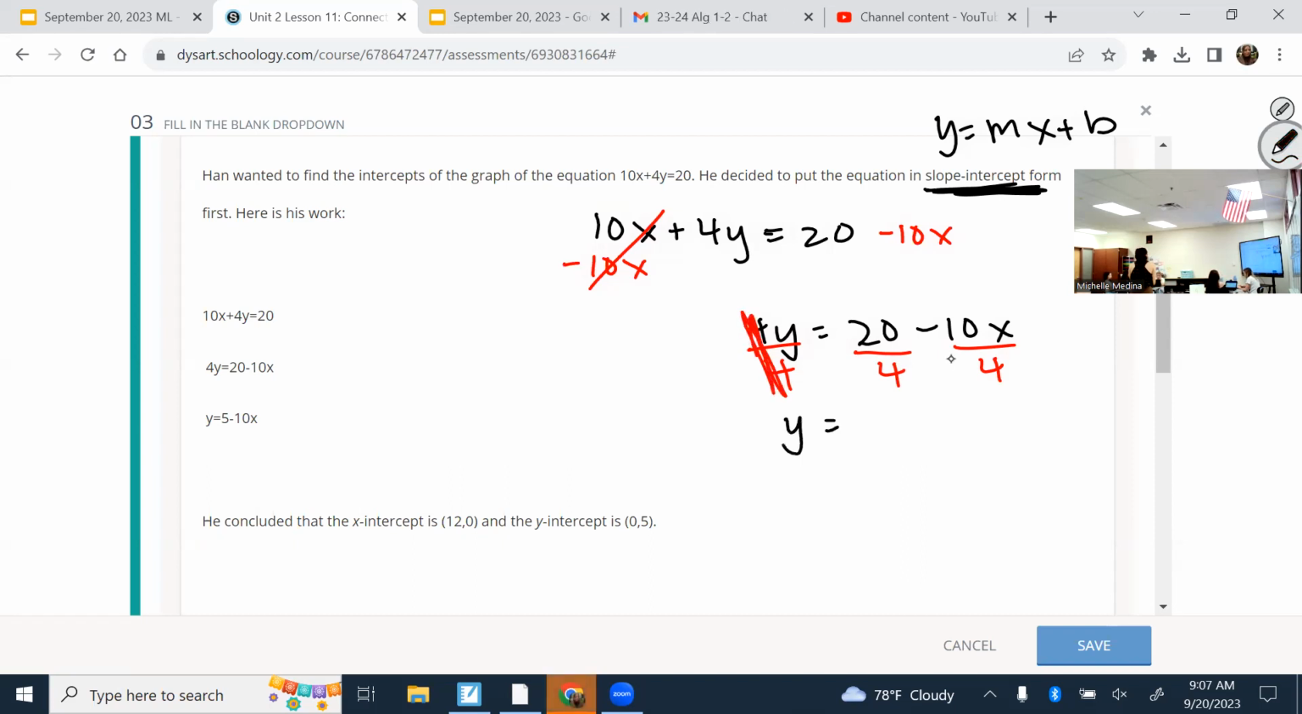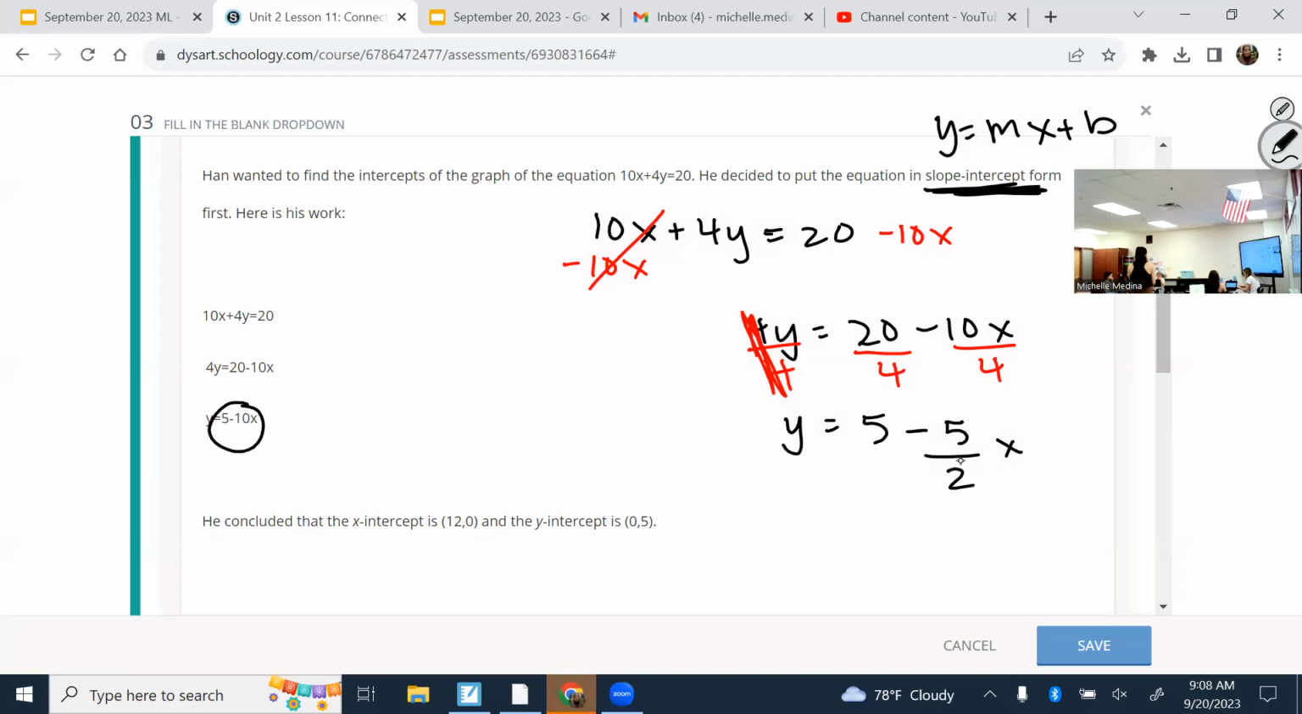So what's 20 divided by 4? 5. And then -10/4 is allowed to be a fraction. But let's make it simplified. What does -10/4 simplify to? What goes into both 10 and 4? So what's 10 divided by 2? And then 4 divided by 2. So that's the equivalent fraction. Is that what he had over here? 5 minus 10x is what he has. Is that what we have?